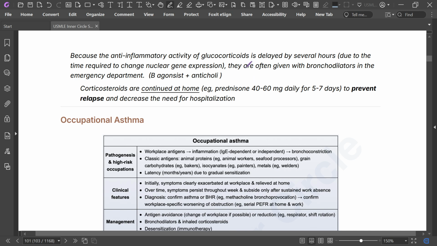The anti-inflammatory activity of the glucocorticoid is delayed by several hours due to the time required to change nuclear gene expression. They are often given with bronchodilators in the emergency department, a beta agonist with or without an anticholinergic. Corticosteroids are continued at home, like prednisolone 40 to 60 milligrams daily for 5 to 7 days, to prevent relapse and decrease the need for hospitalization.